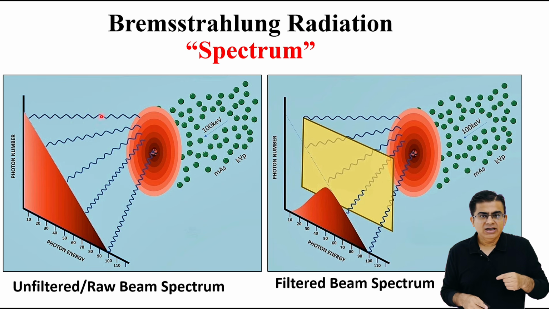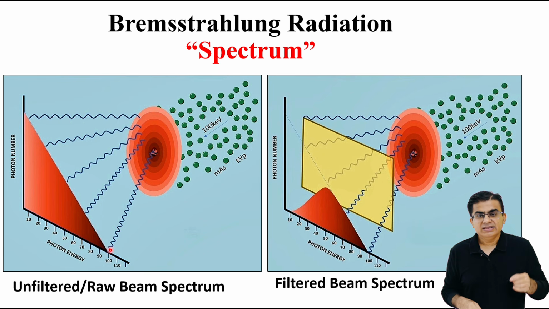As we move down, the electron gets closer and closer to the nucleus. These closer electrons feel a much stronger braking force. Therefore, they produce a much higher energy Bremsstrahlung radiation photon.